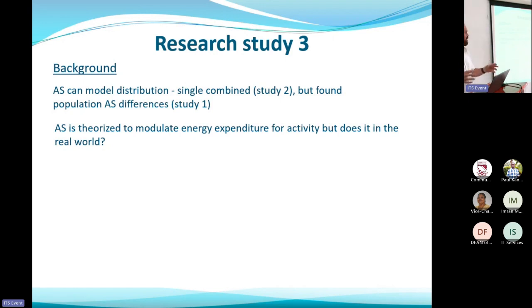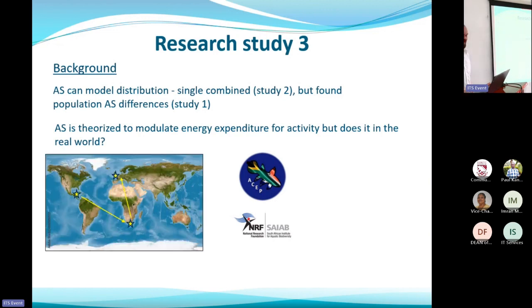We know if we merge them together, we can model the entire distribution, but what is it on a really acute spatial scale? Fortunately, we applied to ASET and the National Research Foundation at Rhodes University, and we got funding for a large study to answer these questions. And that allowed me to come back to the South African Institute of Aquatic Biodiversity in South Africa and do a postdoc.